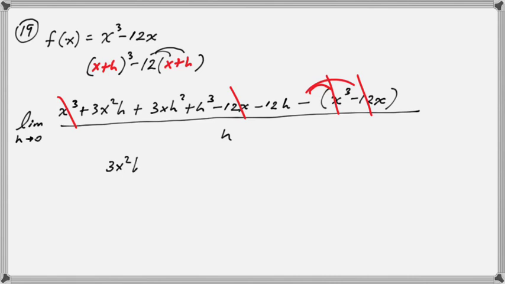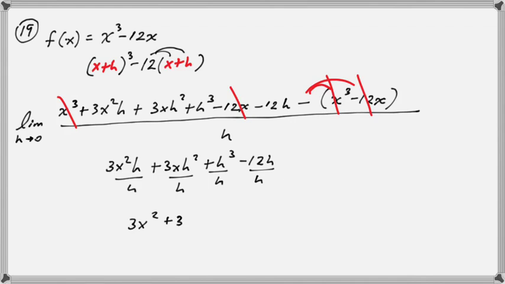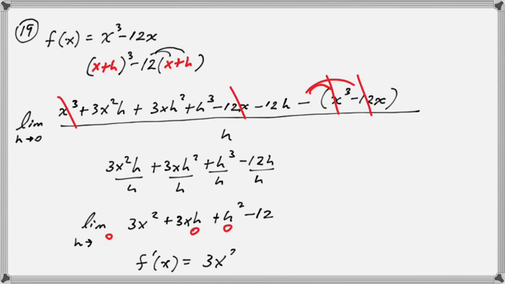So that leaves me 3x squared h plus 3xh squared plus h to the third minus 12h. They're all divided by h, leaving me 3x squared plus 3xh plus h to the second minus 12. Remember to replace the h's with a 0 here and here. So your derivative now is going to end up being 3x squared minus 12.